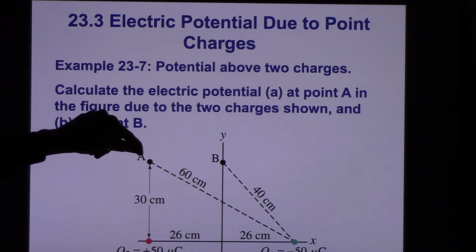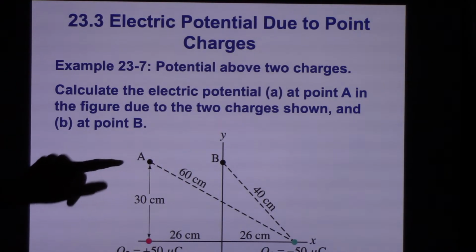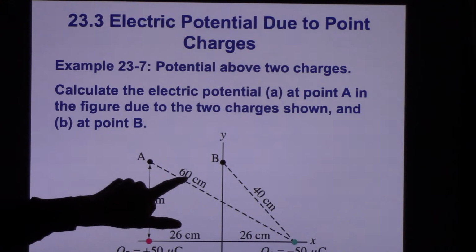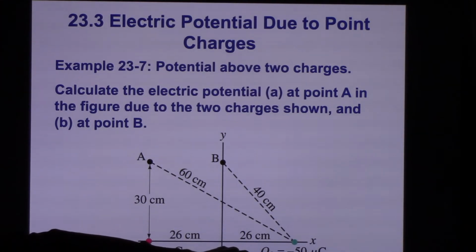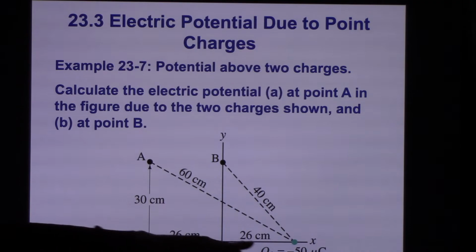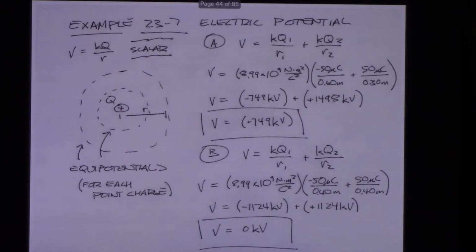So at point A, none of this directional information matters. All I have to know is when I'm at point A, I am 30 centimeters away from a positive 50 microcoulomb charge. I am 60 centimeters away from a negative 50 microcoulomb charge. That's it. It doesn't matter where Q1 and Q2 are. I don't have to keep track of directions. I just have to know distance and how much charge it is. Let's see what this looks like.